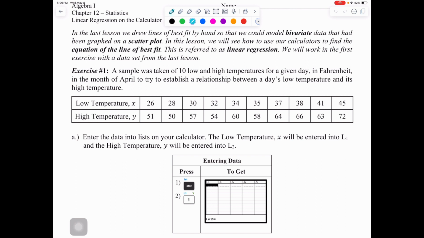It says, enter the data into lists on your calculator. The low temperature X will be entered into L1, so let's highlight or underline that. And then the high temperature Y will be entered into L2. Up here next to each of them, I'll write L1 and L2 just as a reminder. Now we've entered data on the calculator before. We did this in the one variable portion of statistics, so it's very much the same thing. It's just that L1 is going to be the X's and L2 is now going to be the Y values.